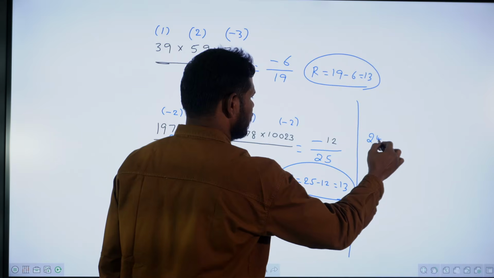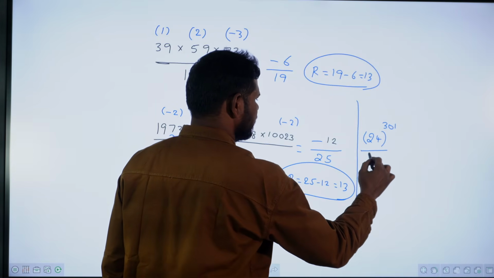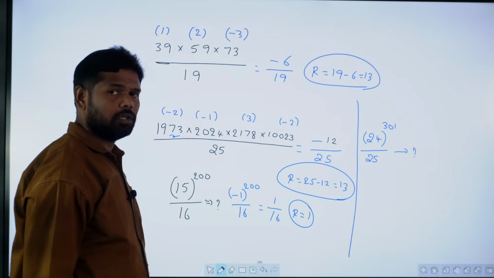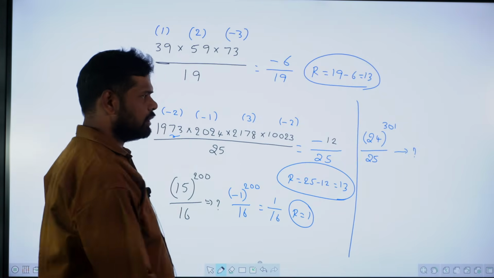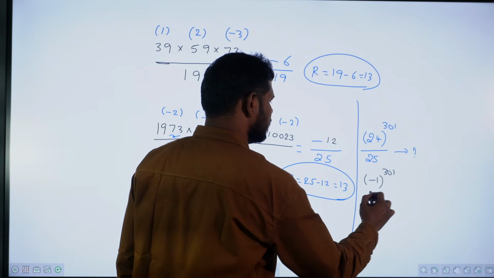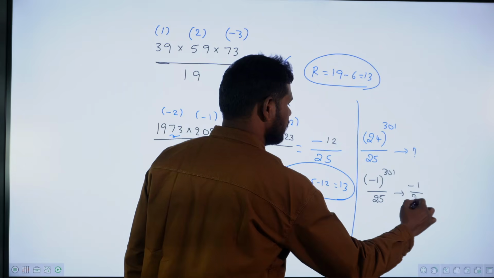So if 24 whole power 301 is divided by 25, what is the remainder? Suppose the question is like this. 25 once 25, then minus 1 whole power 301 by 25. Minus 1 power an odd number is nothing but minus 1 by 25.